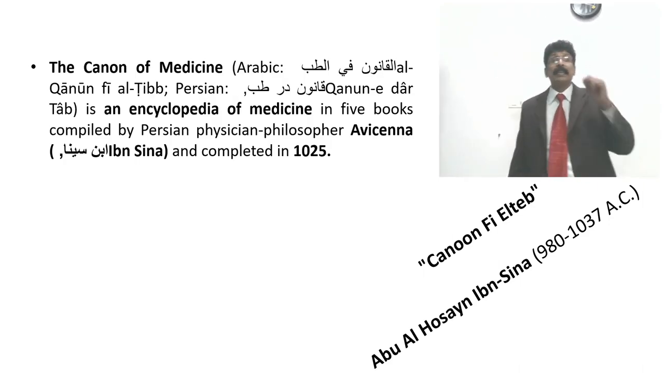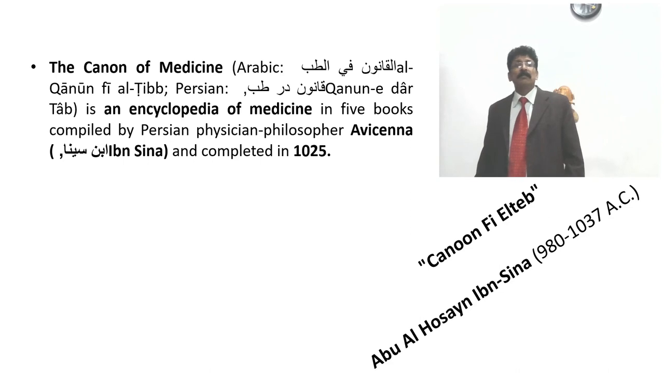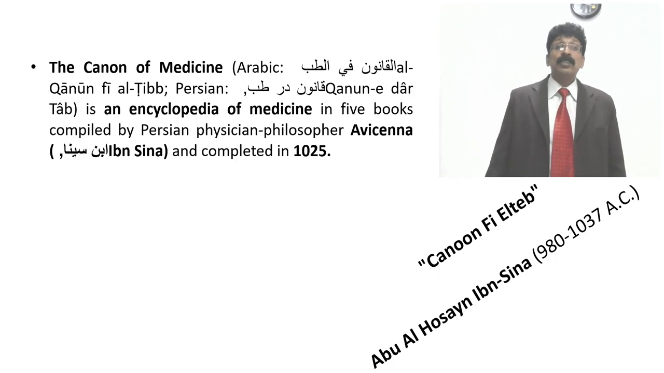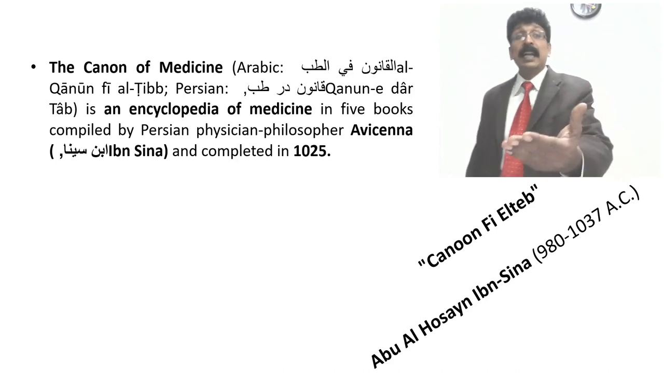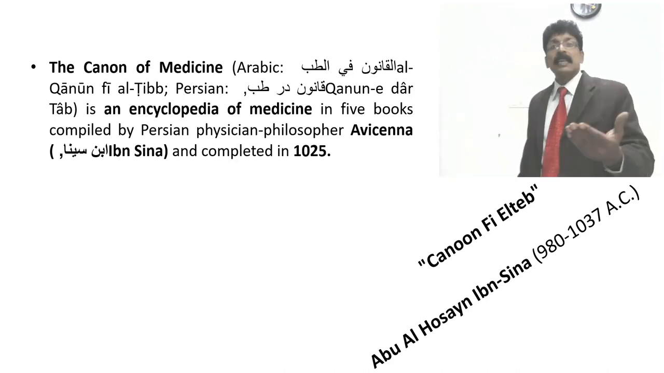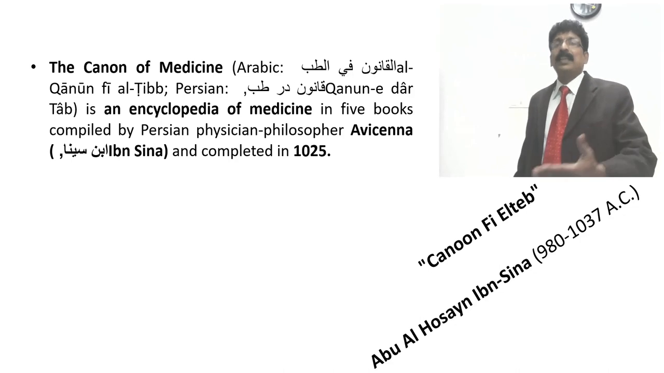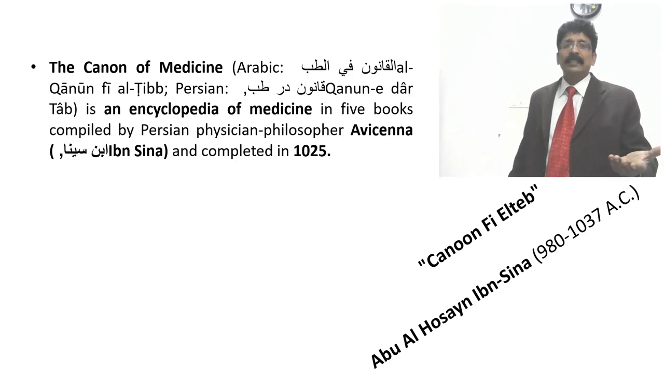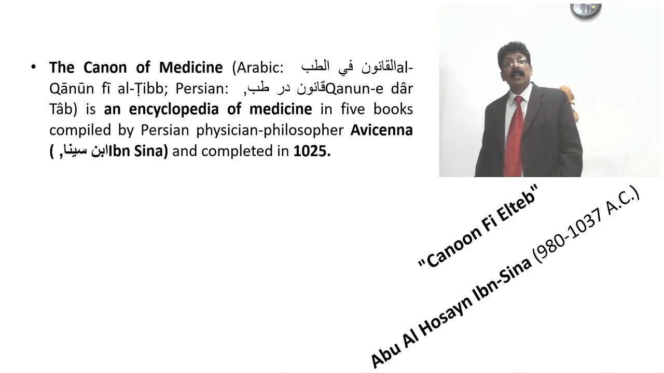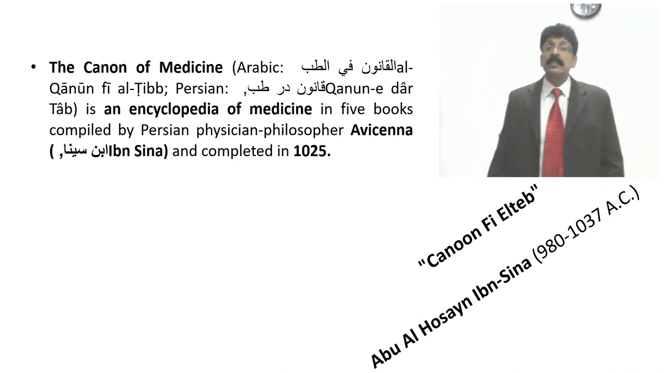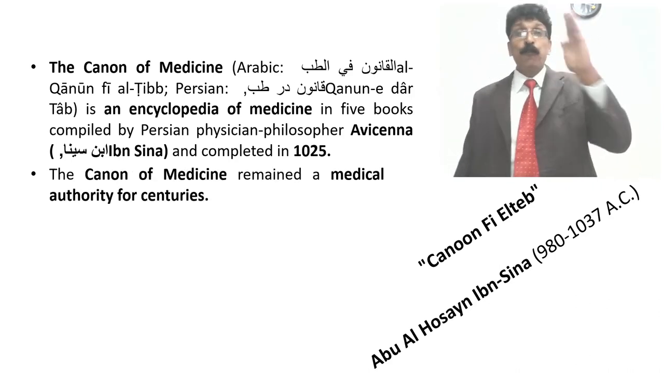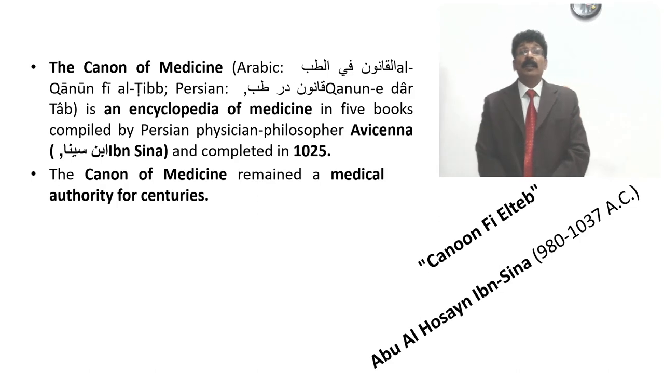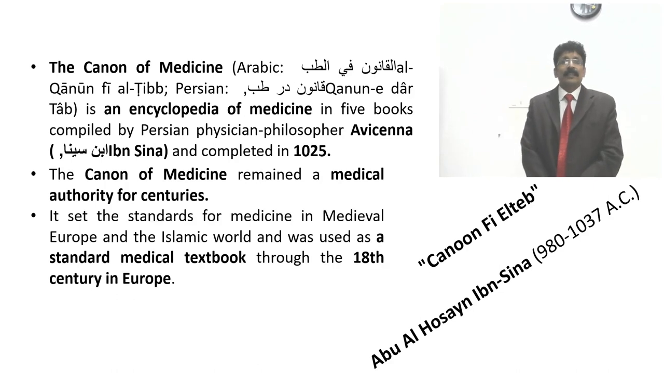See that Canon of Medicine book, an encyclopedia of medicine in the 10th century, 5 books compiled by the Persian physician philosopher Avicenna, another name for Sina. Ibn Sina is the Arab name. Avicenna is a name given by means of Latin, and it was completed in 1025, that means in the 10th century. It was used for 5 centuries until the 15th century. The Canon of Medicine remained a medical authority for centuries. Ever-written book, that's the name given.